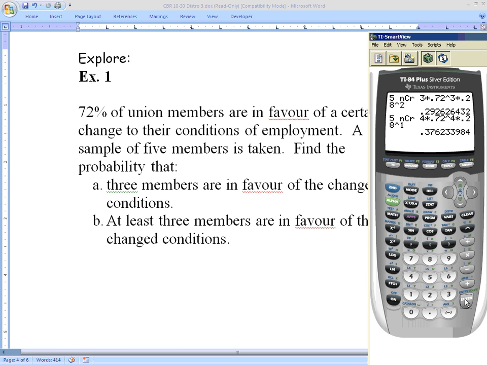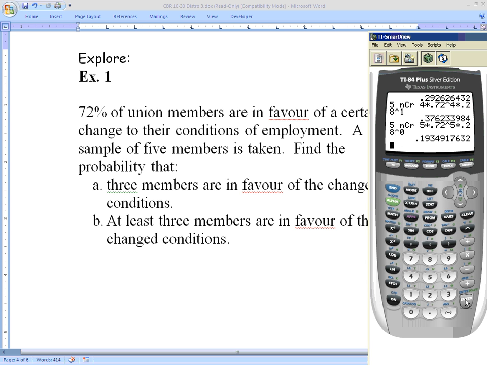37.6%. And I'm going to do it one more time, and this time I'll do 5 choose 5, which I already know is 1 in my head, and then I have 72% to the 5th power, and this one's going to be to the 0 power, which essentially cancels it out or makes it 1. I can do that. I get that value.